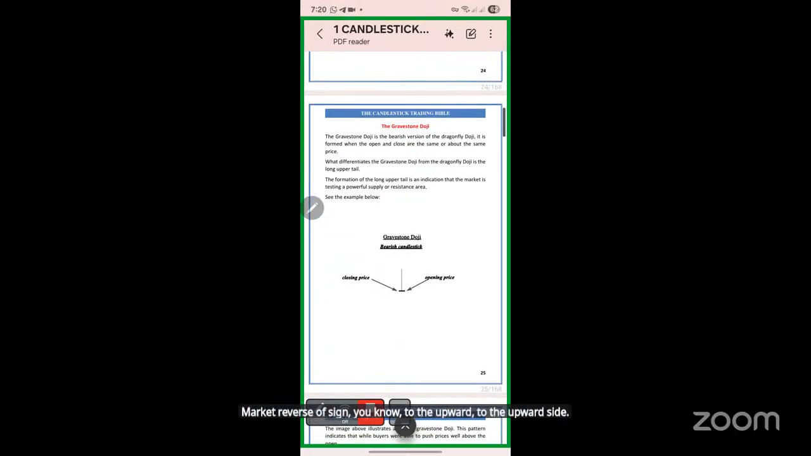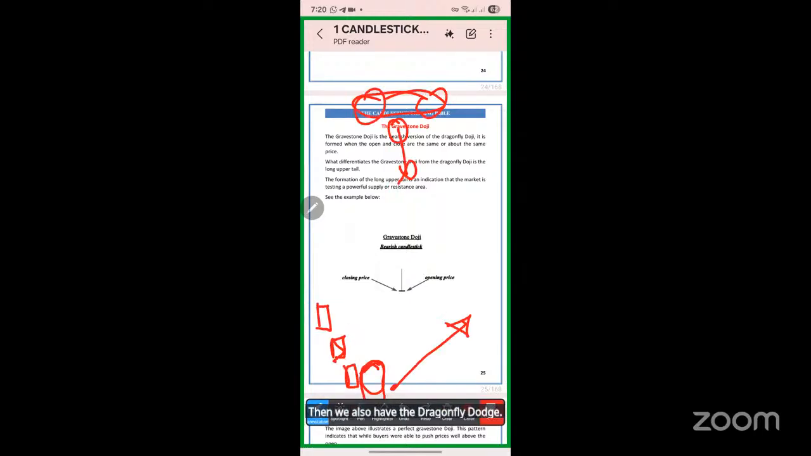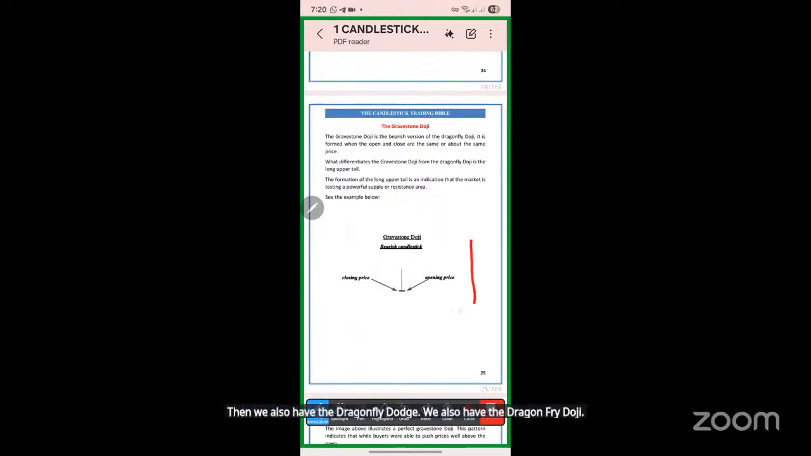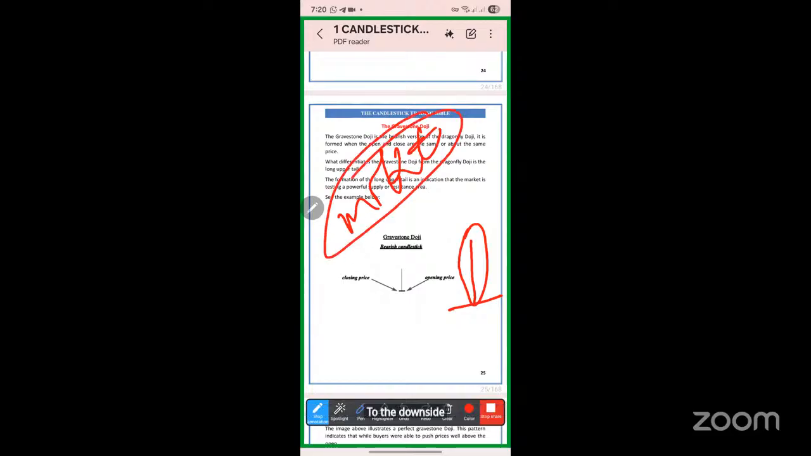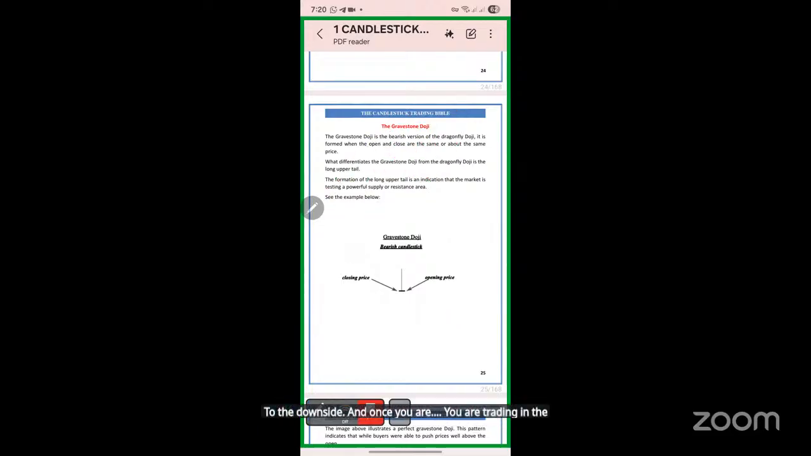Then we also have the gravestone doji. It is similar to the other one. However, in this one the tail is up, and in the other one the tail is down. So once you see the gravestone doji, it means market reversal to the downside. And once you are trading in the spot market, you just run away.